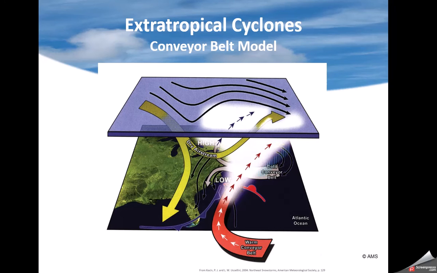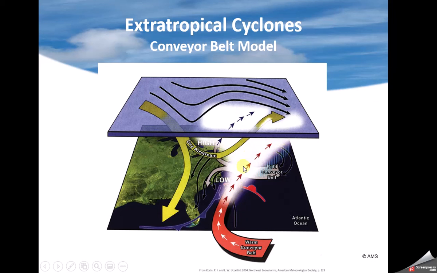Now, there's another part to this called the conveyor belt model. This was developed by a professor friend at Penn State, Toby Carlson. And he looked at airstreams. And when he did that, he says, okay, there's a dry airstream that we know is on the backside of these highs coming down. So it rises and comes around the low pressure system, which is the low right in here.